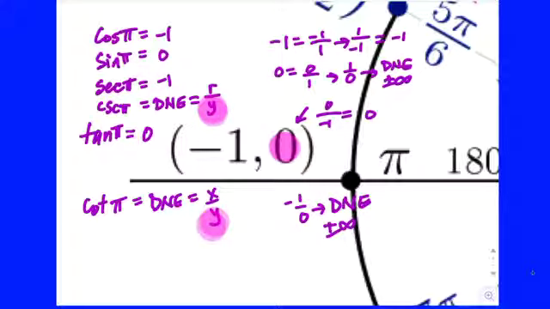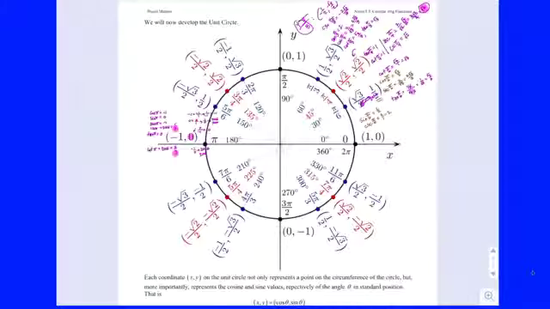What's the reciprocal of 1? 1. What's the reciprocal of 0? DNE. Good. And the reciprocal of square root of 2 over 2 is what? Just the square root of 2. Okay, good. So that right there concludes this section.